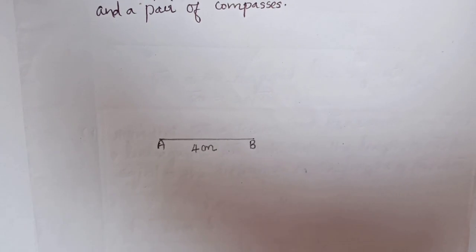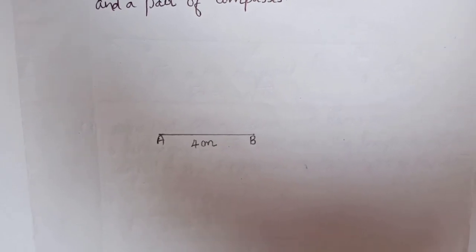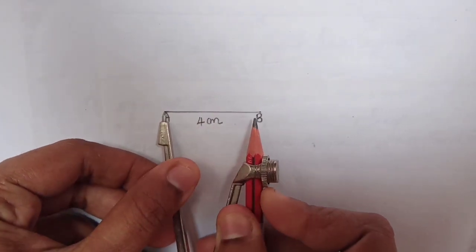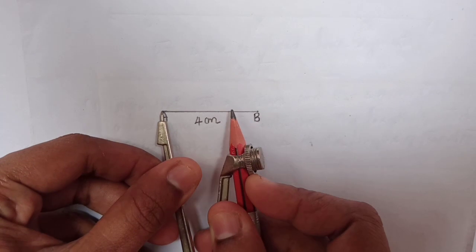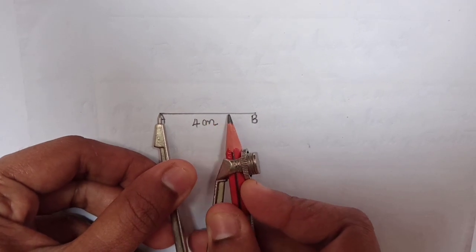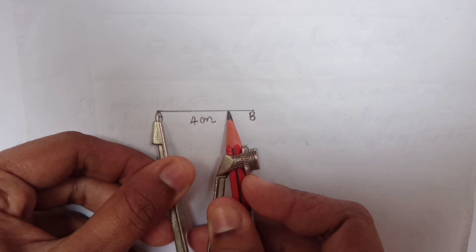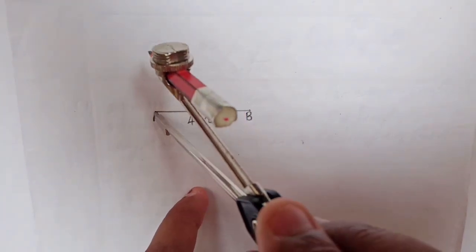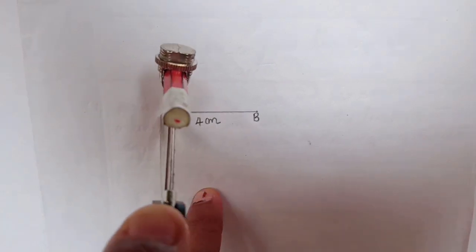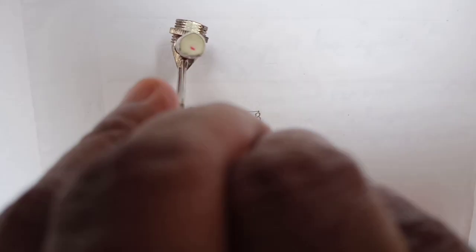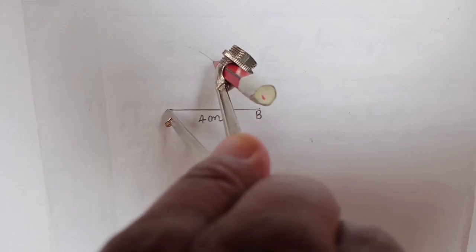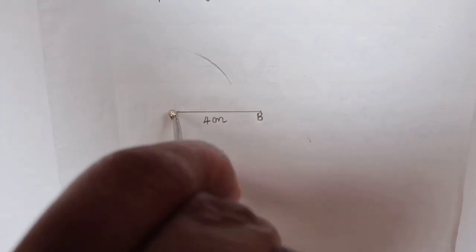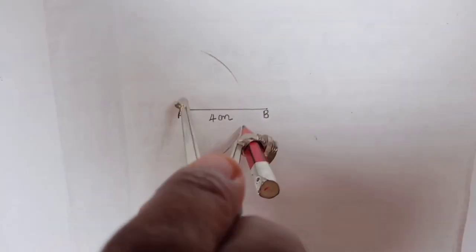The next step is take more than half of length of AB. This is 4 cm. More than half means this is half, then more than half means this one. So take more than half of length of AB by using a compass with A as center. Draw two arcs above and below of line AB.